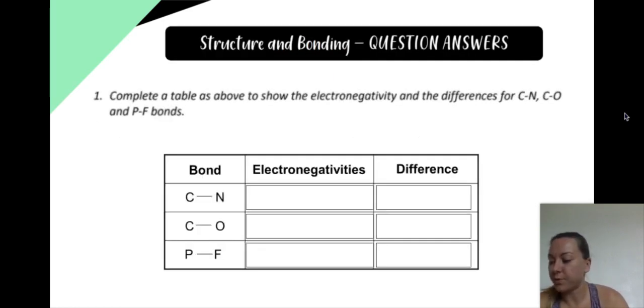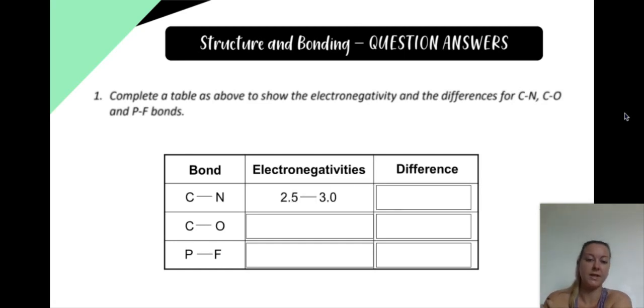Okay, so first one, complete a table as above to show the electronegativity and the differences for the following bonds. So very, very straightforward first question. We are going to look up each of these elements in turn, find out their electronegativities, and then look at the difference. So carbon has an electronegativity on page 11 of 2.5. Nitrogen has an electronegativity of 3. Therefore, the difference between those two is 0.5.